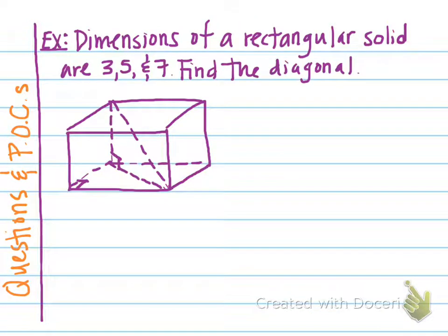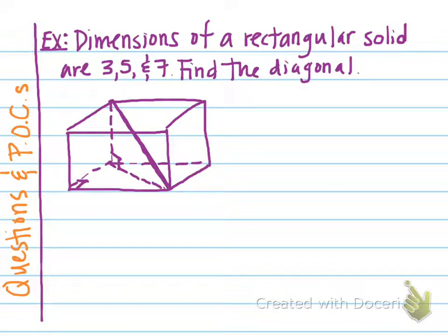Okay, so in this example it says the dimensions of a rectangular solid are 3, 5, and 7. These are the length, width, and height. It doesn't really matter where you put those dimensions, just make sure that they're all different dimensions. Don't label two vertical lines different lengths. So you'll have a vertical line, a horizontal line, and then kind of like an angled line. It wants us to find the diagonal. Remember, the diagonal is this line right here.